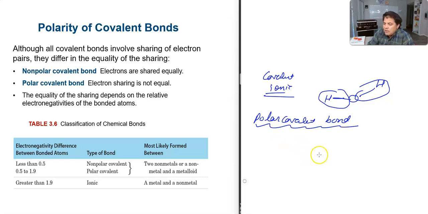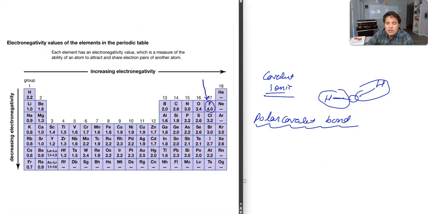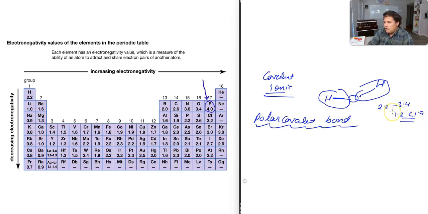Okay, so let's take hydrogen and oxygen first. Let's go to the electronegativity difference. Hydrogen is 2.2, okay, and oxygen is 3.4, right? And the difference is 1.2, which is less than 1.9. That is a covalent bond, right?